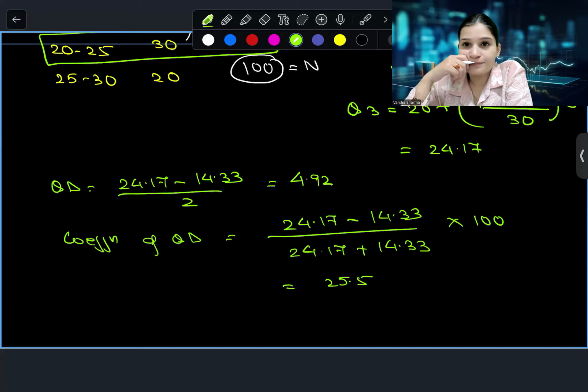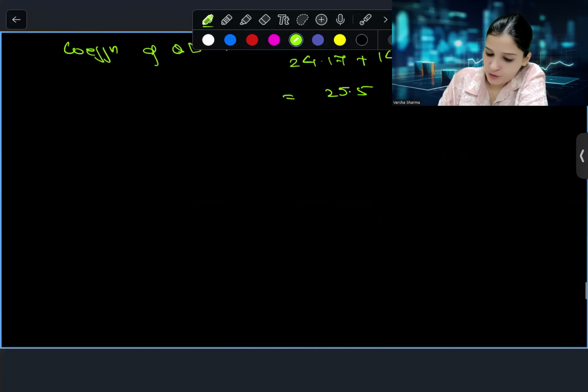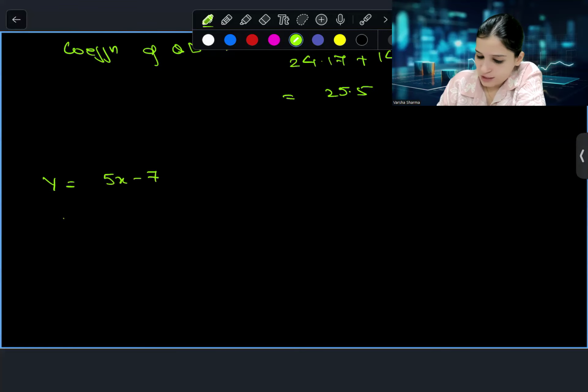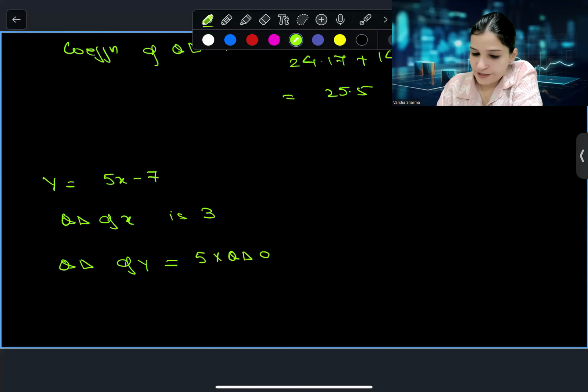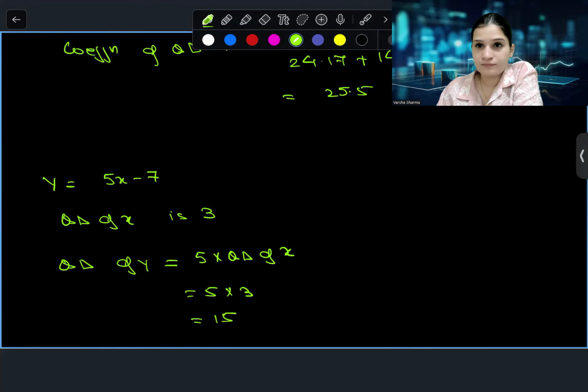All of you got the answer? Yes, ma'am. Now, if same property, if y is 5x minus 7, quartile deviation of x is 3, then quartile deviation of y will be 15. 5 into quartile deviation of x, whatever is added and subtracted is vanished. So 5 into 3, that's 15. Clear? Yes, ma'am.